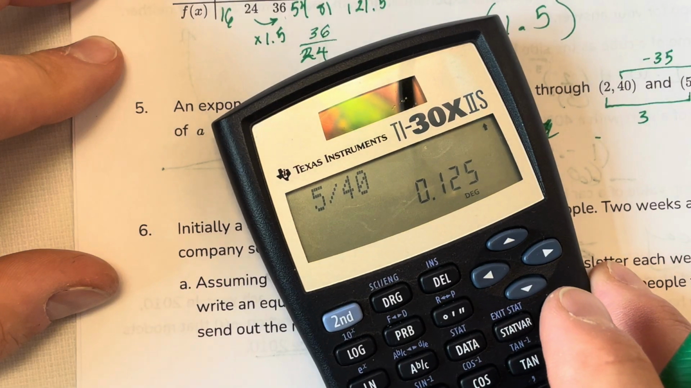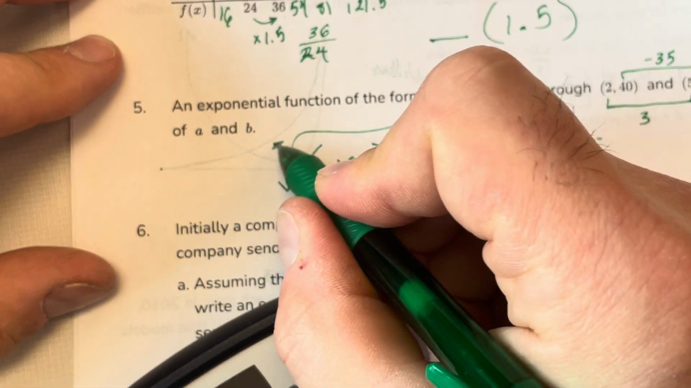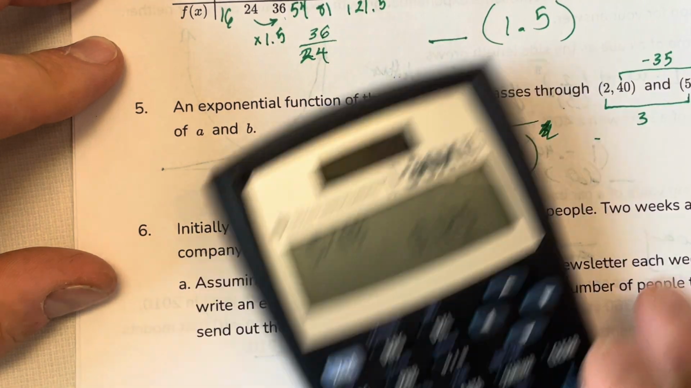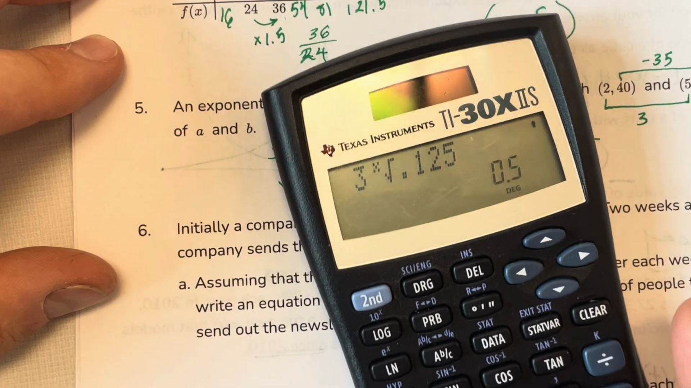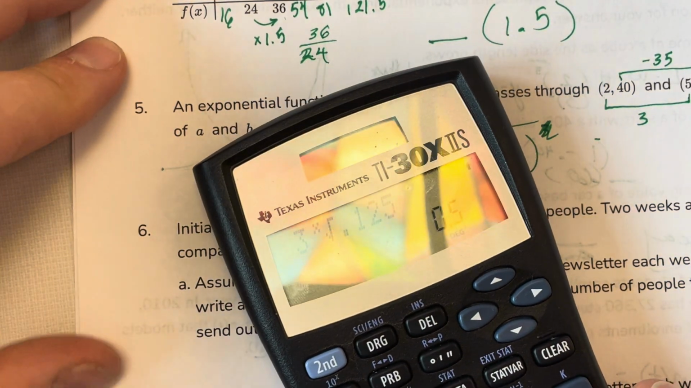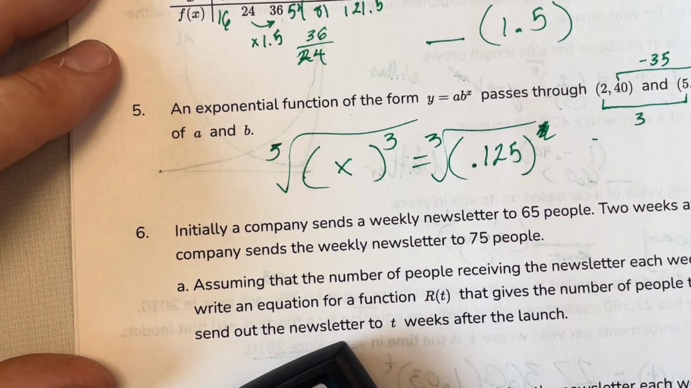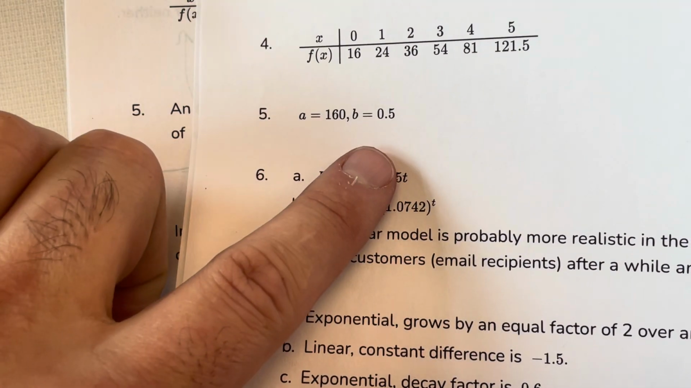Okay, so what do I have to do? I've got to take the cube root of that. So I need the cube root of 0.125, and we get 0.5. We get a half. Just double checking, yeah, that matches up with the answer key.